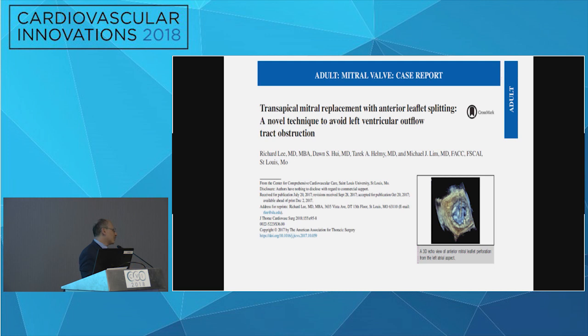I mean, we're interventional cardiologists, we push the envelope, right? You give them a valve, give them a needle, they'll put it there.